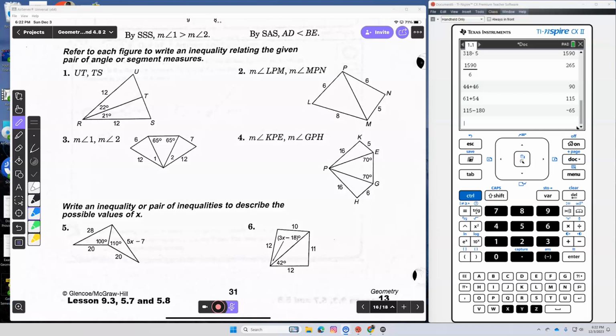Refer to each figure to write an inequality relating to the given pair of angles. Now, we know that this angle is smaller than this angle. So therefore, UT is greater than TS.